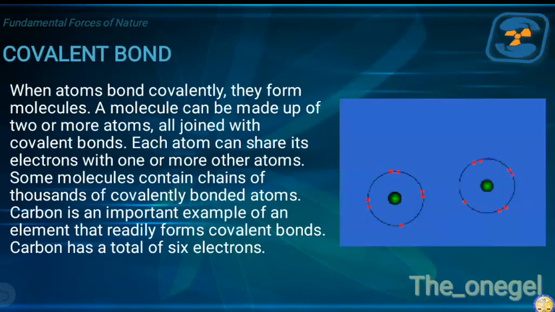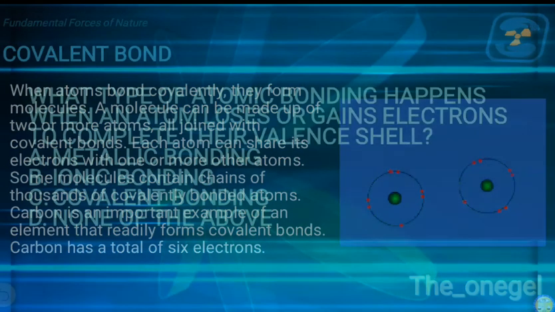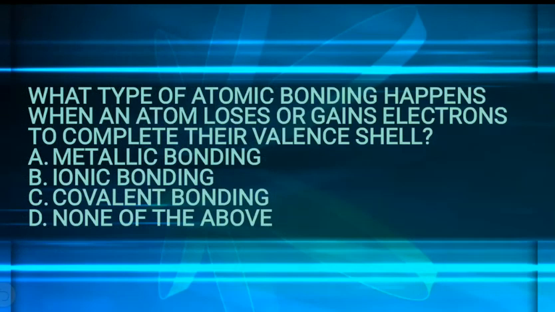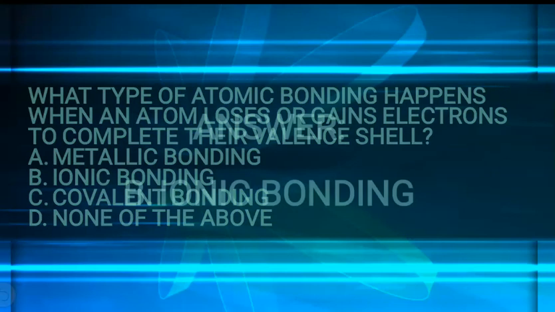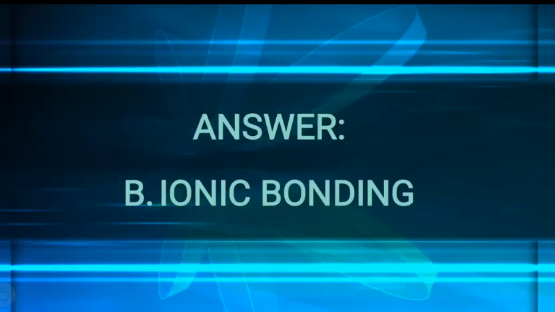Because we also have another form of bonding, in which the question is: what type of atomic bonding happens when an atom loses or gains electrons to complete their valence shell? Is it letter A, metallic bonding? Is it letter B, ionic bonding? Or letter C, covalent bonding? Or letter D, none of the above? So this is now the second type of bonding, which is letter B, ionic bonding.